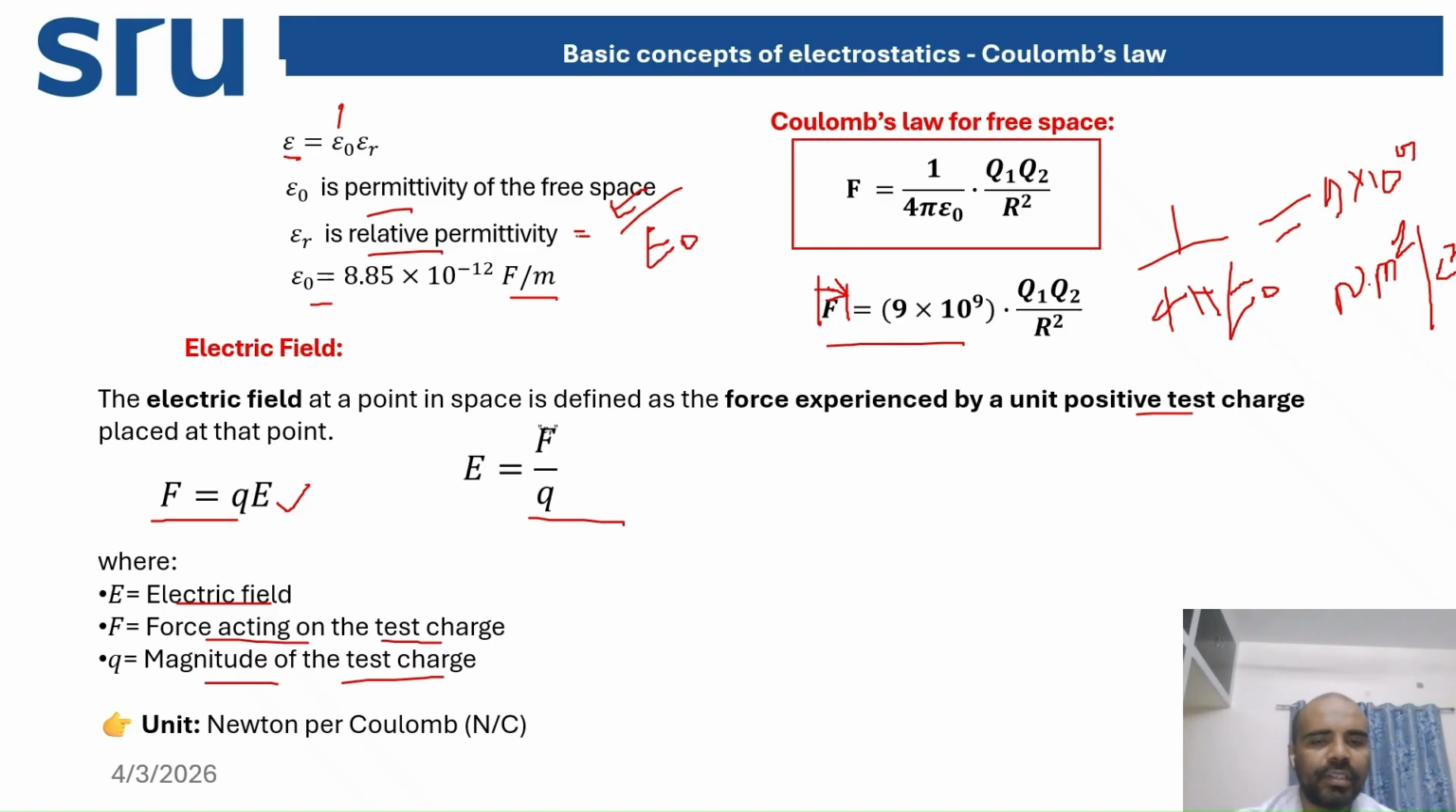What is the unit of electric field? Newton per coulomb is the unit of electric field. Here electric field is F by Q, so the unit of force is Newton and the unit of charge is Coulomb. So the unit of electric field is Newton per Coulomb. So it is basically a force which is experienced by a unit positive test charge placed at a position, right? So the electric field at a point in space is defined as the force experienced by a unit positive test charge placed at that point. So hope it is clear now what is electric field.